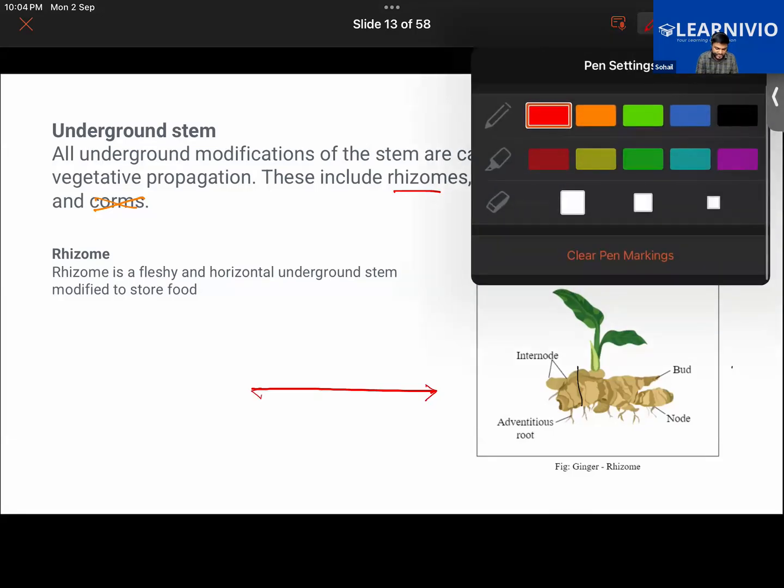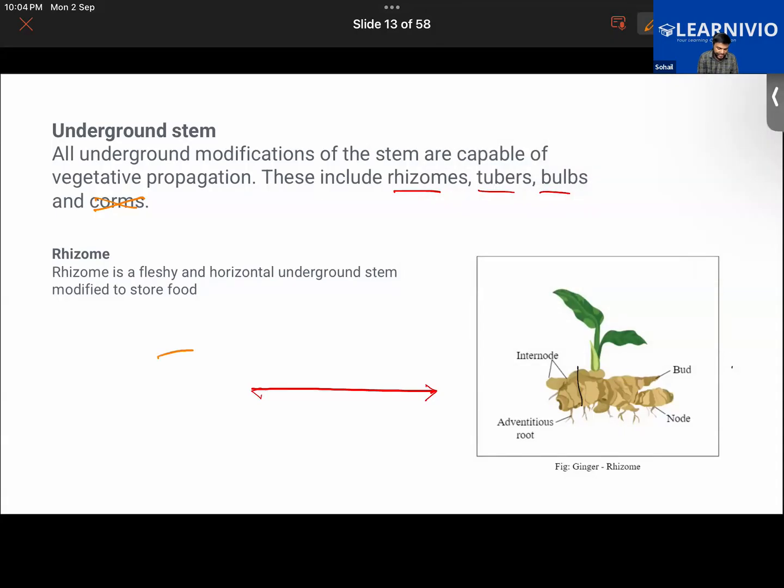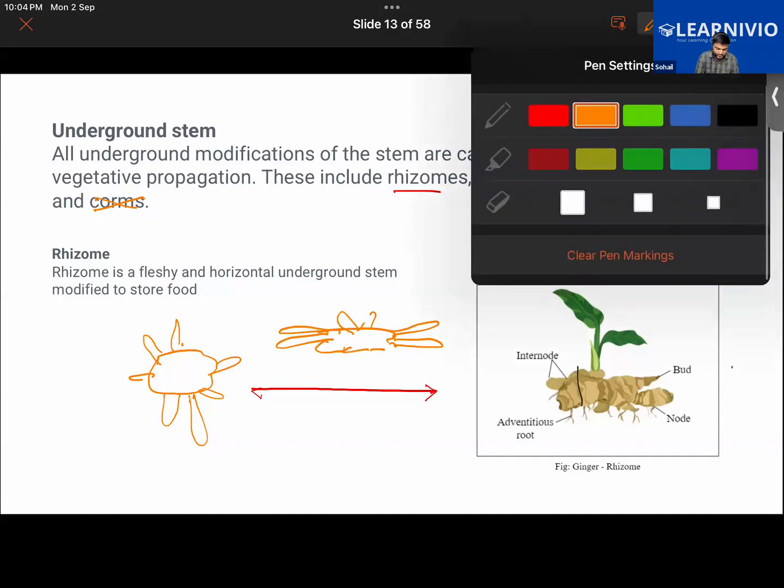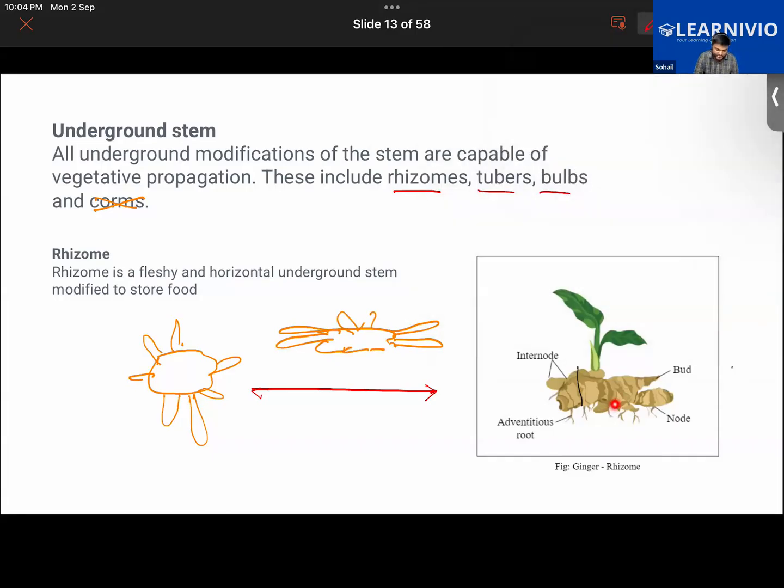If you look at the ginger, gingers will not look like this. Usually what we observe is that ginger is spread like this. It spreads sideways, basically. Trying to understand what I'm saying? The buds that are growing are growing on the sides.